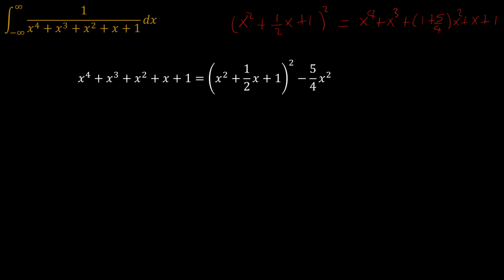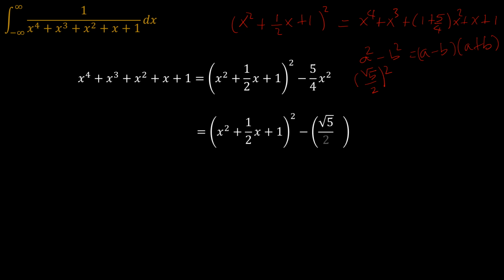Then using the difference of two squares, a squared minus b squared being equal to a minus b times a plus b, we can form this into a perfect square so that it looks like b squared. So b is root 5 over 2 x, squared, right? So we can go ahead and do that.